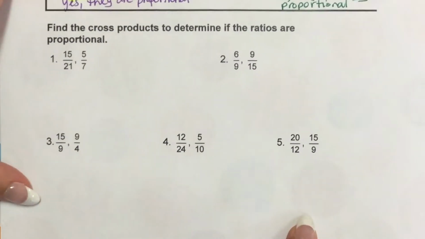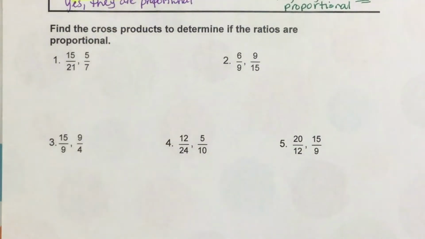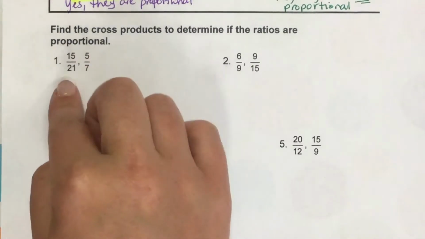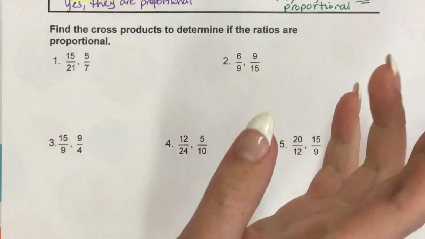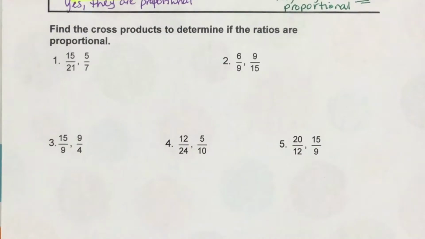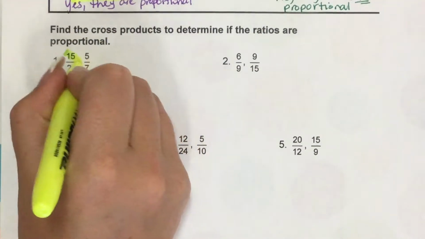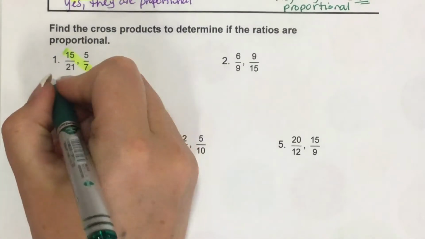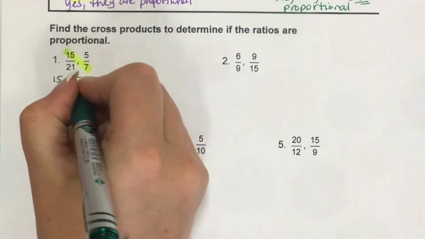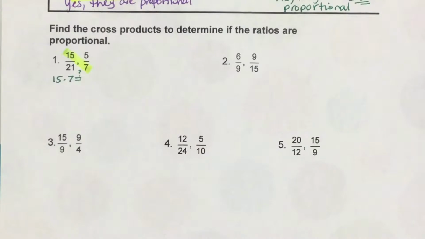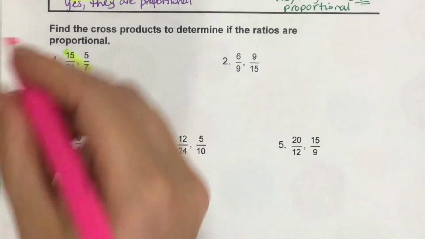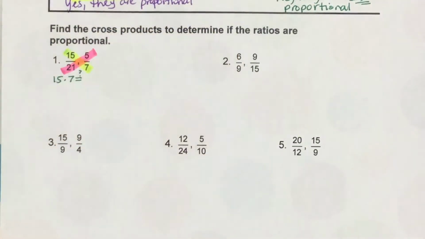Let's do a couple together. Let's do 1 and 2 together, and then I'll have you do 3, 4, and 5 on your own. It says find the cross products to determine if the ratios are proportional. So we're just doing the same thing. We have 15 over 21 and 5 over 7. We're trying to determine if they are proportional, so we're just going to find the cross products. We're going to go 15 times 7 and see if that is the same. I put a question mark because I'm not sure if that's the same thing as 21 times 5.